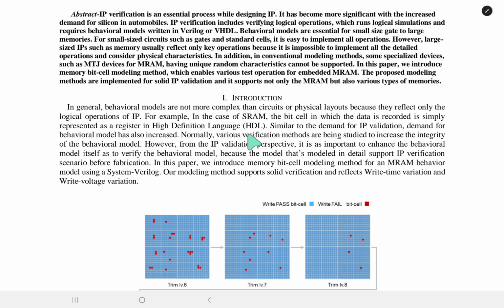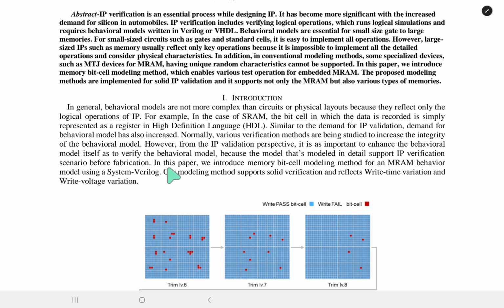Normally, various verification methods are being studied to increase the integrity of the behavior model. However, from the IP validation perspective, it is as important to enhance the behavior model itself as to verify the behavior model, because models that are modeled in detail support IP verification scenarios.